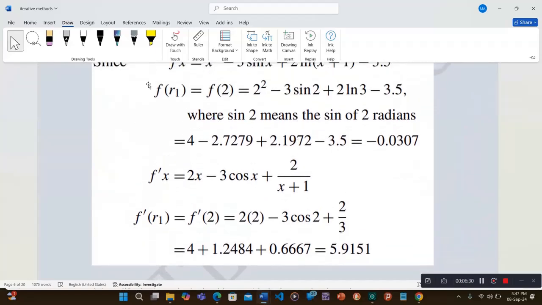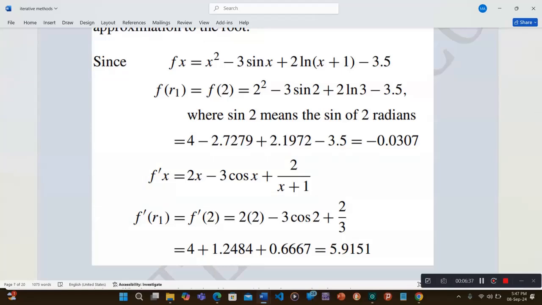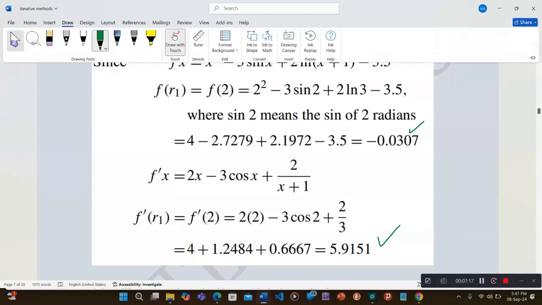So obviously, I start my approximation. You can see these are the values that you get when you substitute in here. The negative 0.06 something, we had it up there. Then you differentiate the function f of x. So the first derivative is 2x minus 3 cos x plus 2 out of x plus 1. When we substitute in the value of x, which is R1 equal to 2, the first approximation of the root that has been given, we get the value of the first derivative as 5.9151.